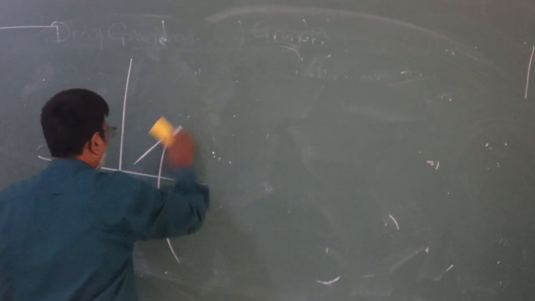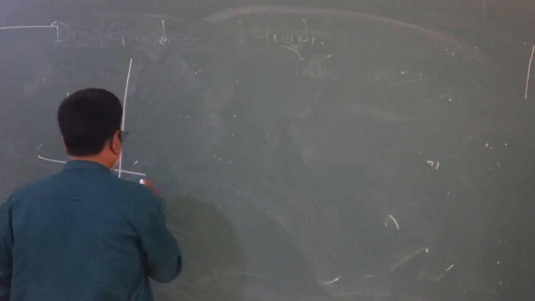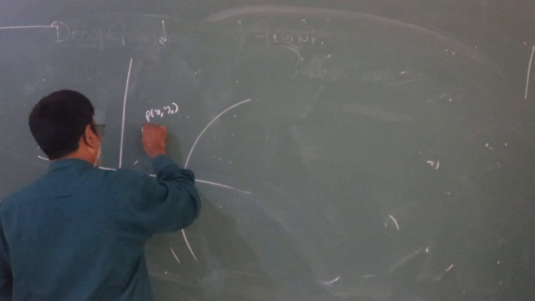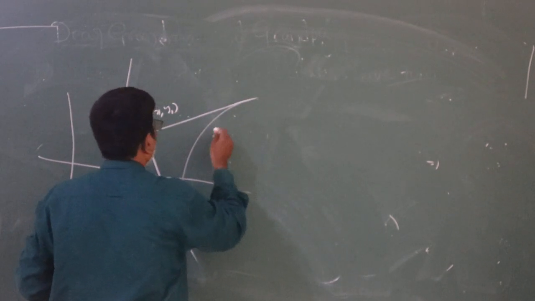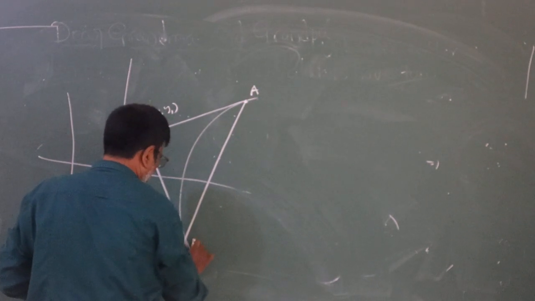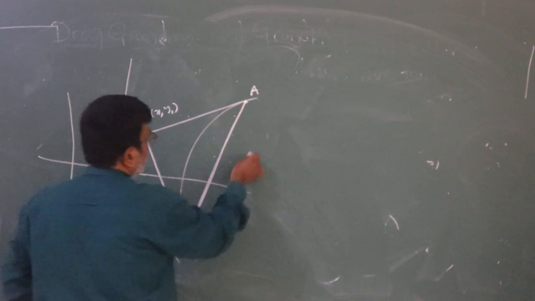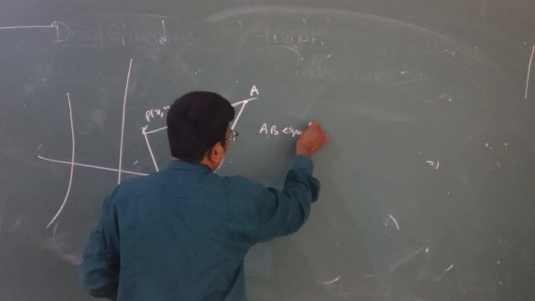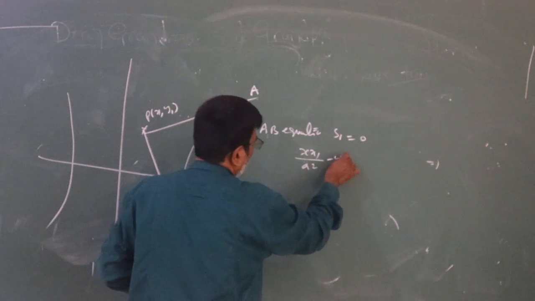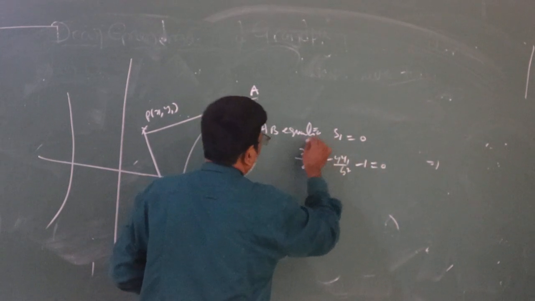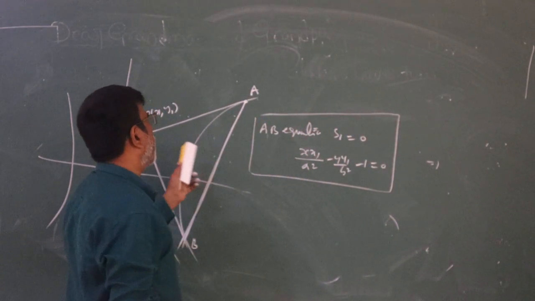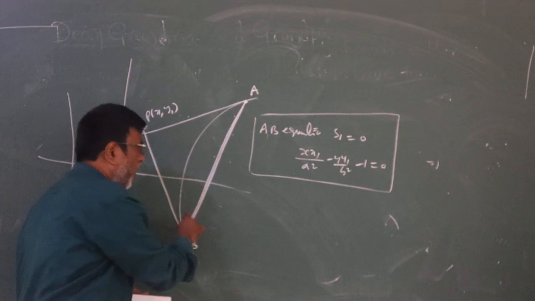Now, suppose P(x1, y1) is an external point. From this point, generally two tangents are drawn to the branches of the hyperbola. This one is A, this is B. AB is called the chord of contact, and its equation is S1 equals 0. This is the notation: xx1 by a square minus yy1 by b square minus 1 equals 0. This is the equation of chord AB.